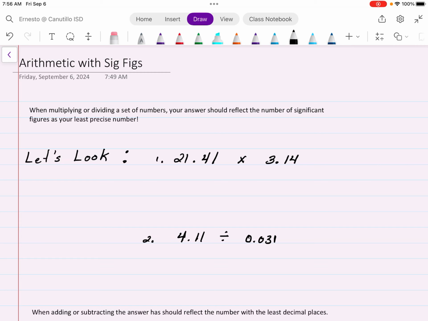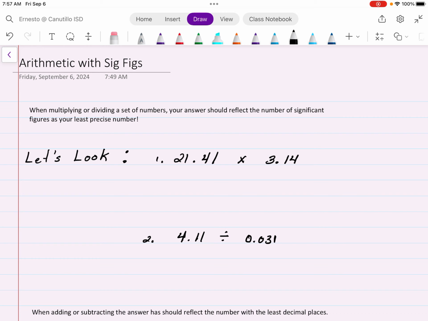Okay, guys, so what we're going to do is expand on significant figures a little bit. Up to this point, we figured out how to identify the number of significant figures. Now we're going to do a little bit of arithmetic. Let's take a look at a couple of examples. When we're multiplying or dividing a set of numbers, your answer should reflect the number of significant figures of your least precise number, right? Now, what does that mean?